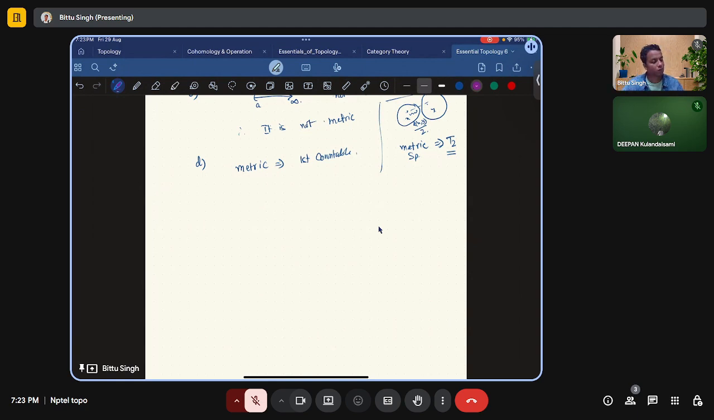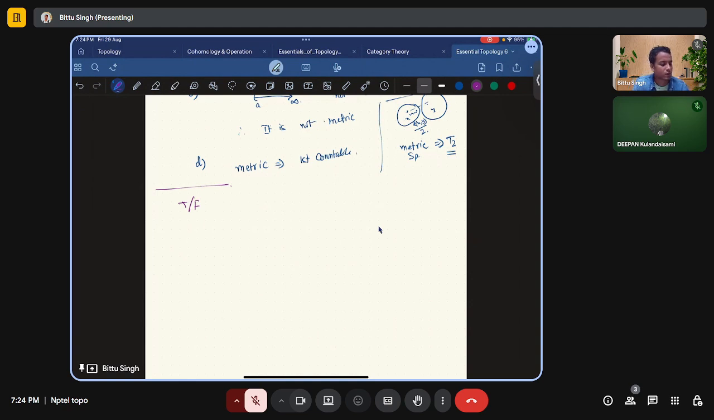Now one problem is from quotient topology. Is it true or false? The question says we have already seen that product preserves Hausdorff property. If X and Y are Hausdorff spaces, then their product is Hausdorff. And similarly, if the product is Hausdorff, then both spaces X and Y will be Hausdorff spaces.